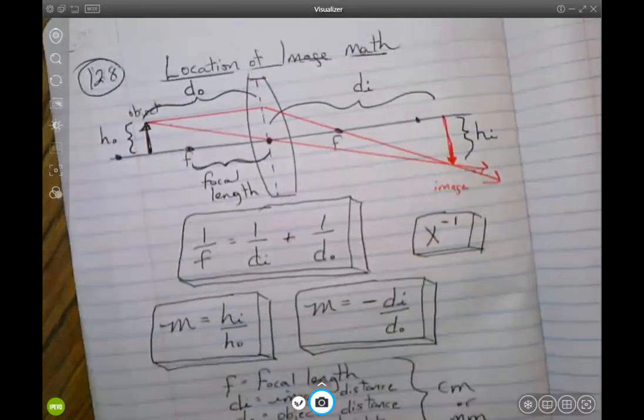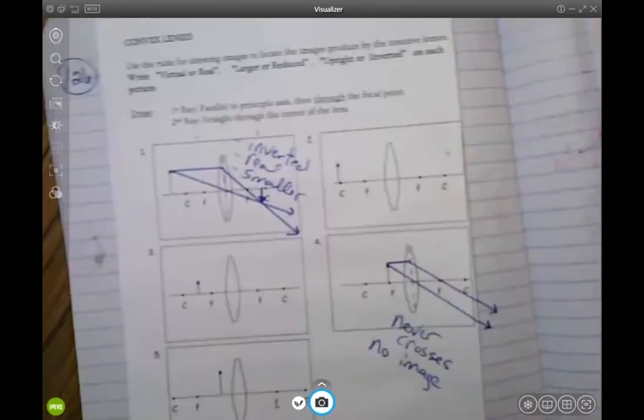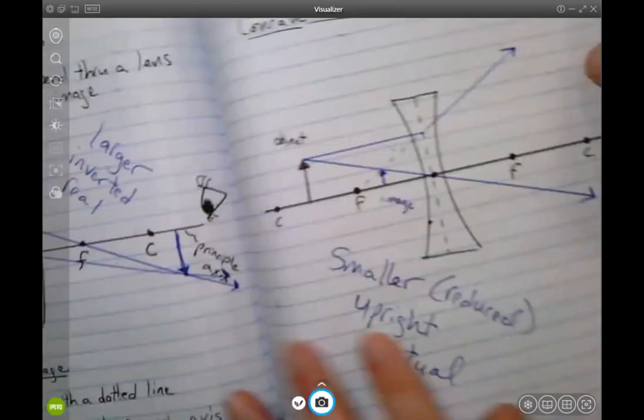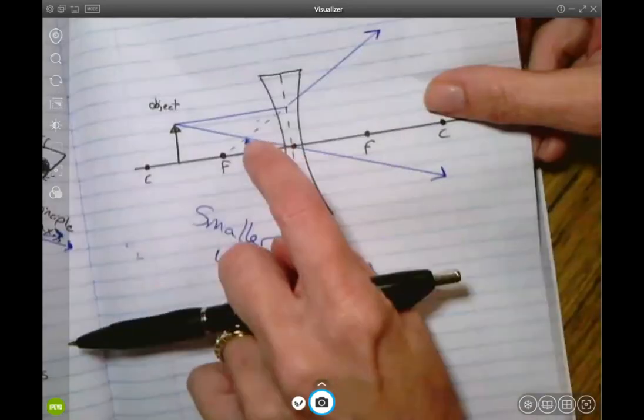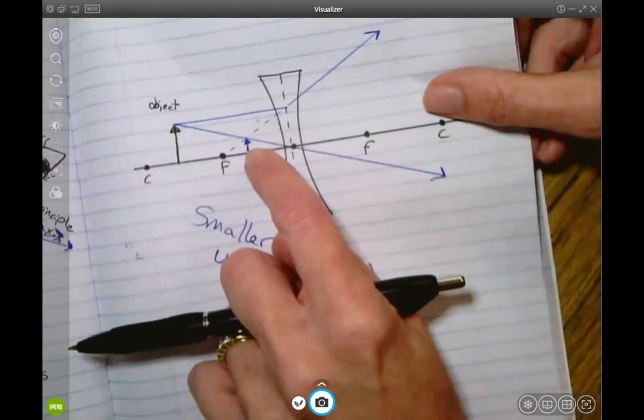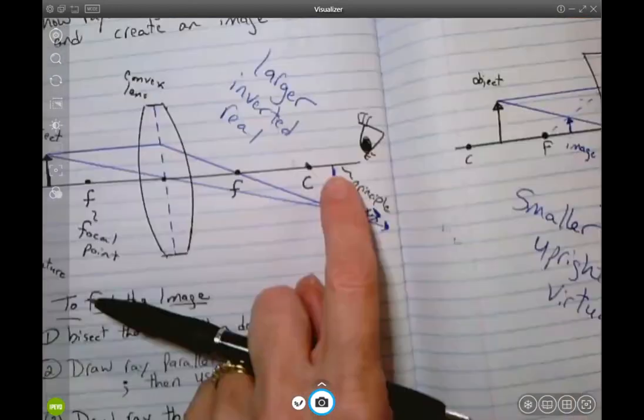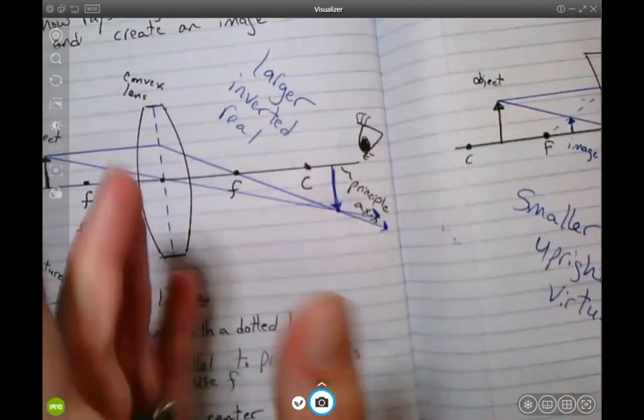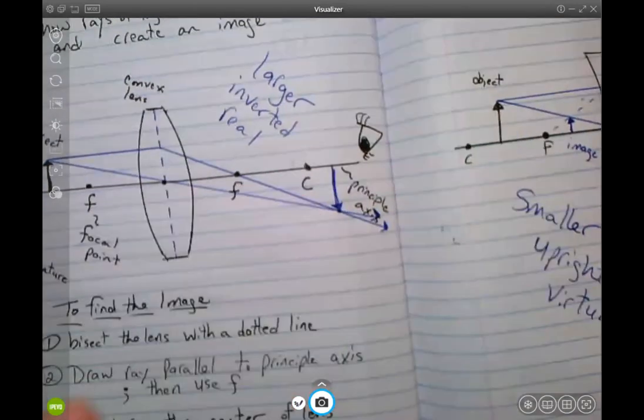The third way you know it's virtual is if you had to use dotted lines to find it, okay? And then of course this is real because it's made with real lines of light, okay? Great question.